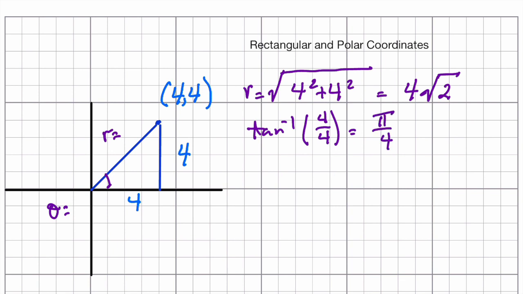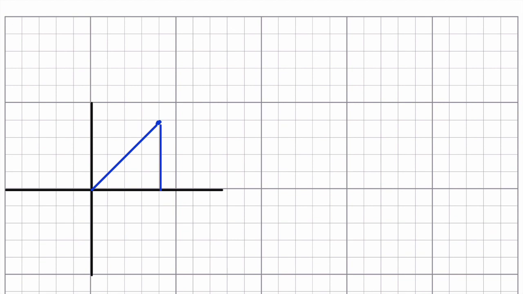Hence, we can take the rectangular coordinates, which would be (4, 4), and transform them to the polar coordinates, which would be 4 square roots of 2 and pi fourths. Okay, that was pretty simple to do. Just use the Pythagorean theorem and the arc tangent. Let's see what it looks like going the other way.